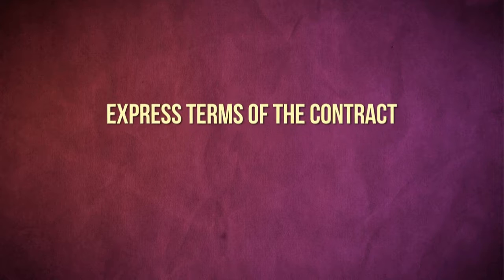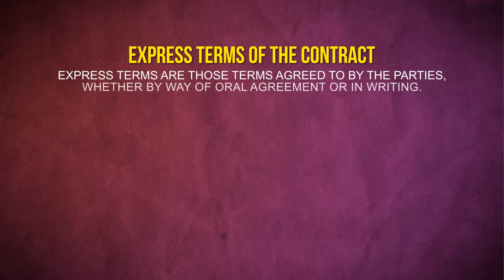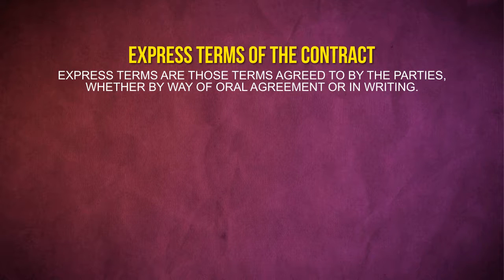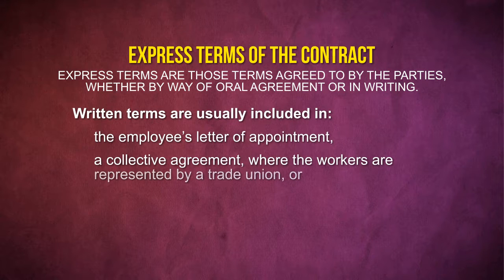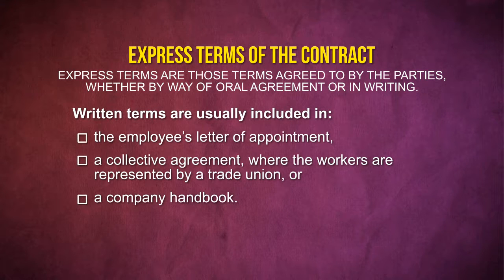Express terms of the contract. Express terms are those terms agreed to by the parties, whether by way of oral agreement or in writing. Written terms are usually included in the employee's letter of appointment, a collective agreement, where the workers are represented by a trade union, or a company handbook.